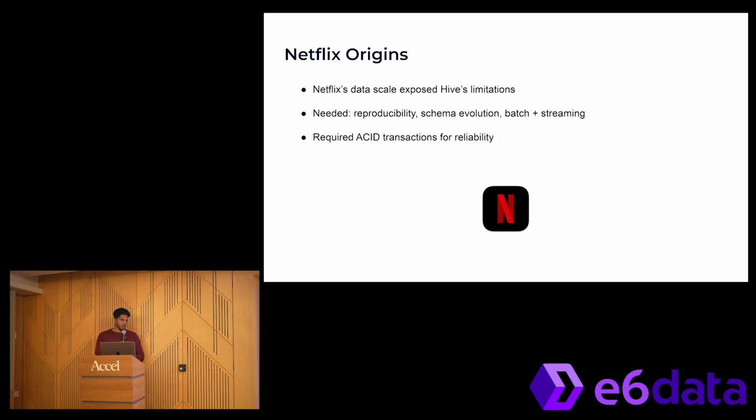Netflix was using Hive in production, and as we all know, Netflix has one of the best recommendation systems in the world, and they have a lot of data to make it work. At their scale, they hit a lot of limitations of Hive, and in 2017, if I remember correctly, they came up with Iceberg, which was created to take care of a lot of limitations they were facing with Hive.